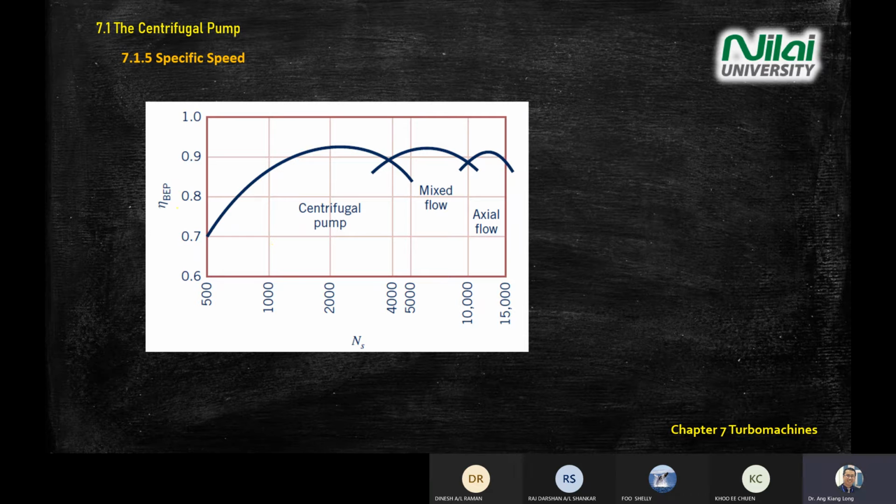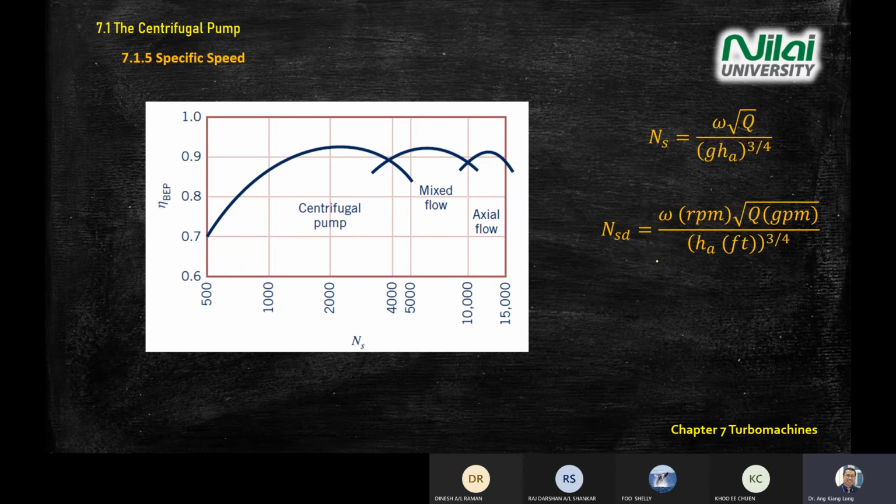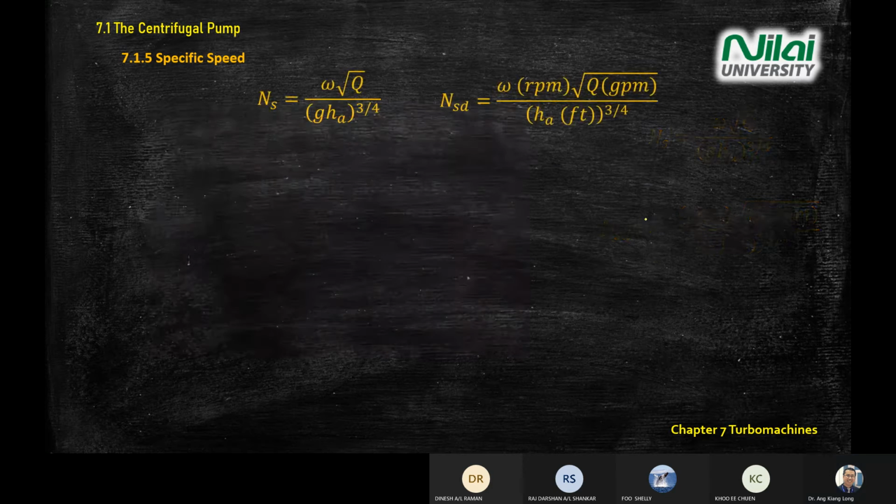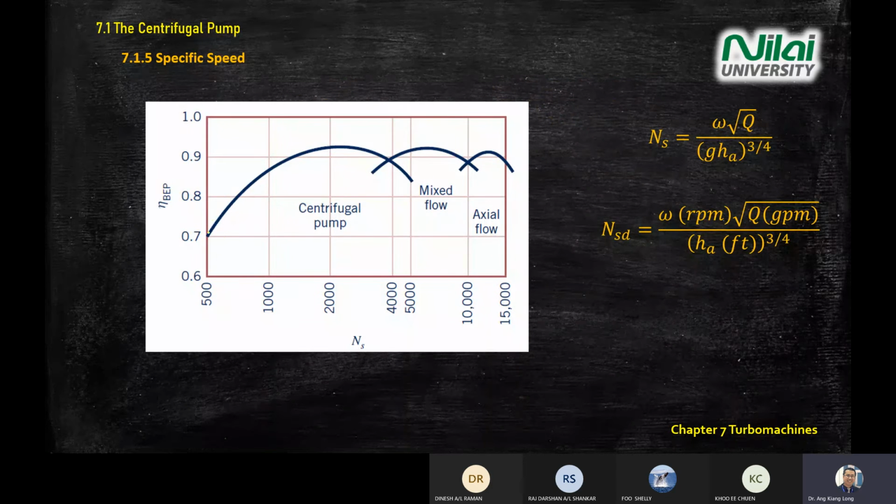So on the left is the efficiency. On the bottom axis is NS, the specific speed, given by the equation I show you on the screen here. On this graph, you have three different pumps: the centrifugal pump, the mixed flow, and the axial flow. Then you read this graph according to your operation.